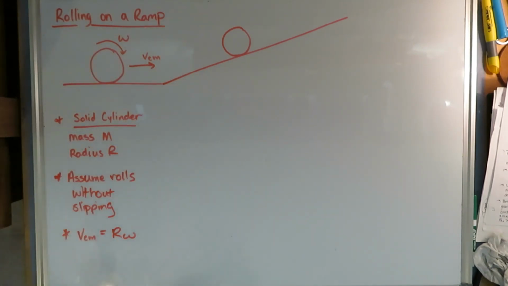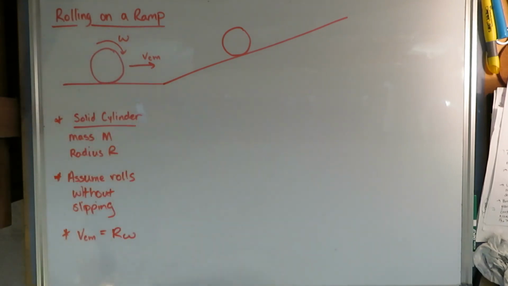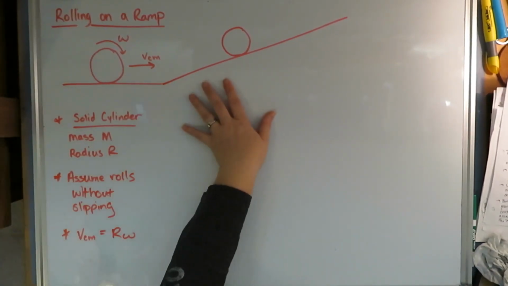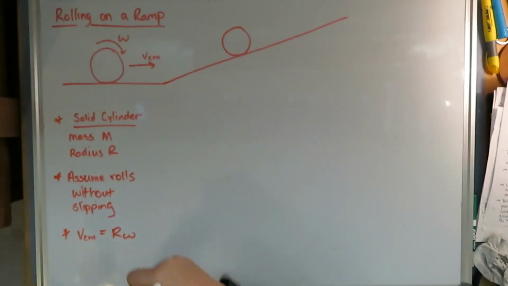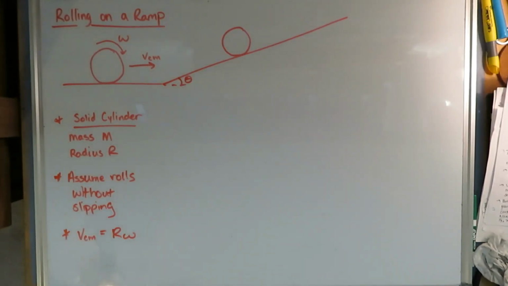In this case, we're going to look at a solid cylinder with mass m and radius r, and we're going to assume that it's given some initial angular speed and some linear speed. So this thing is already rolling when it's going to encounter a hill, like a ramp here. So we're going to have some sort of inclined ramp at some angle theta.